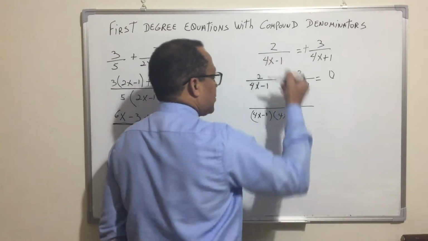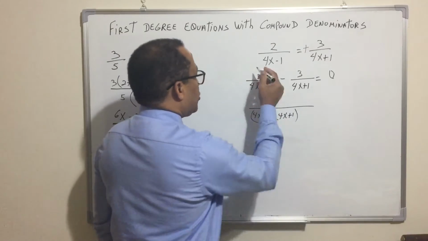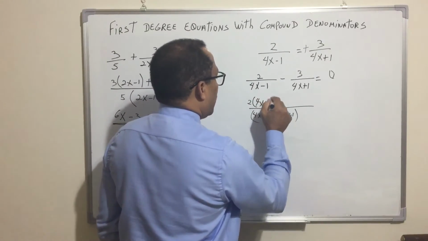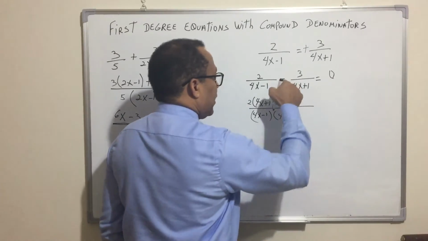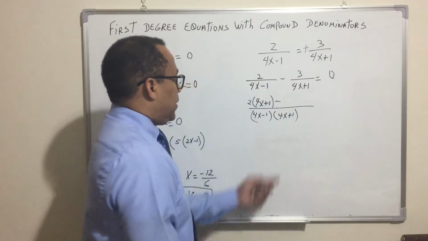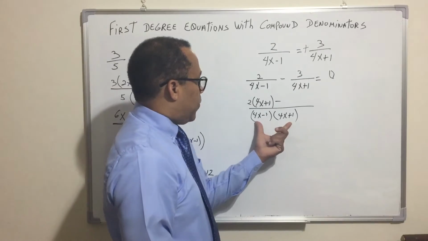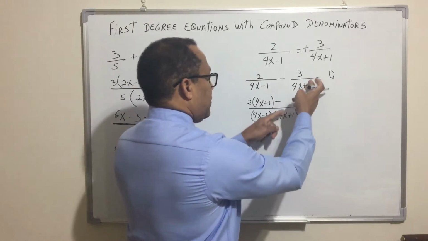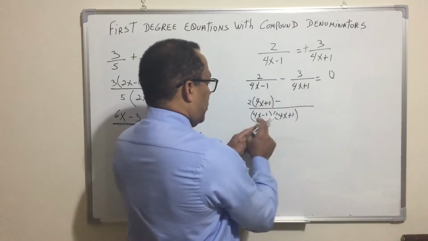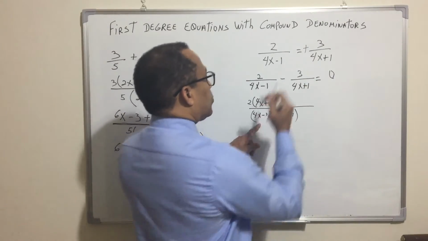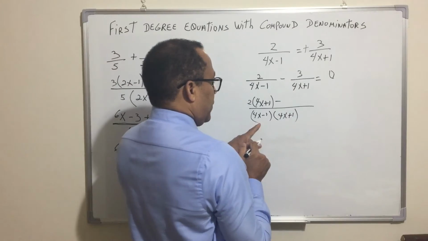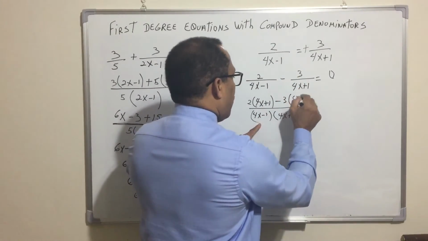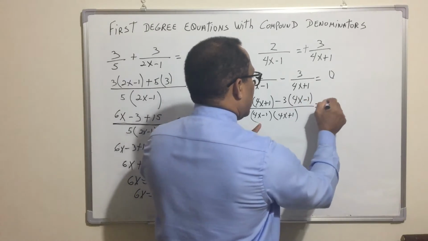So we have times 2. Let me show the multiplication. This will be 2 times 4x plus 1 minus. Dividing 4x minus 1 times 4x plus 1 divided by 4x plus 1. These two are the same. We cancel them out, and this will be the result multiplied times 3. So we have 3 times 4x minus 1 equals 0.